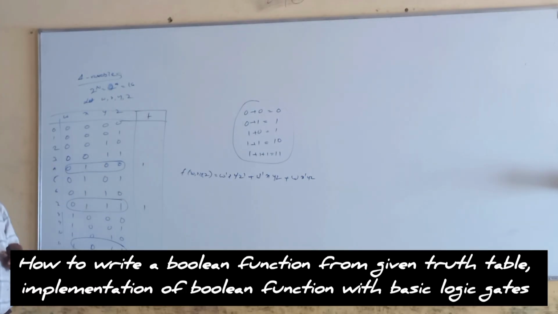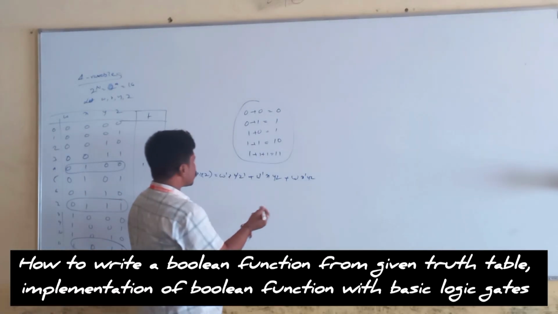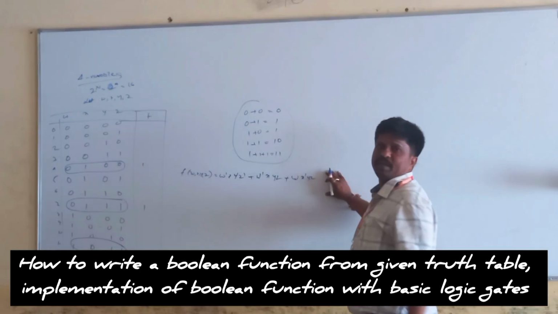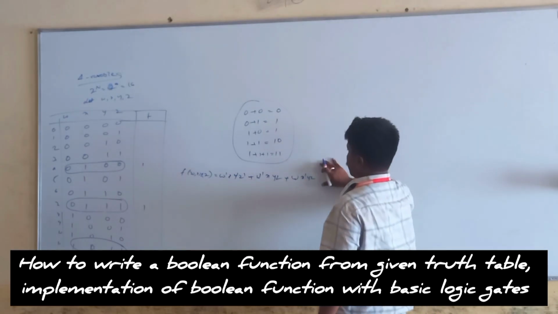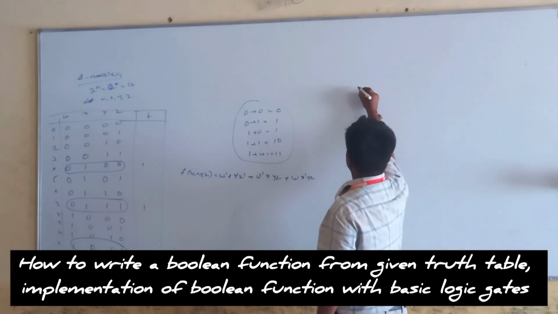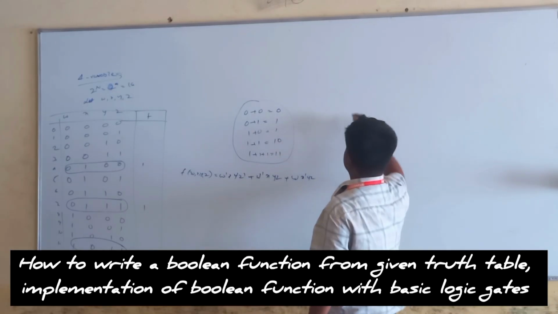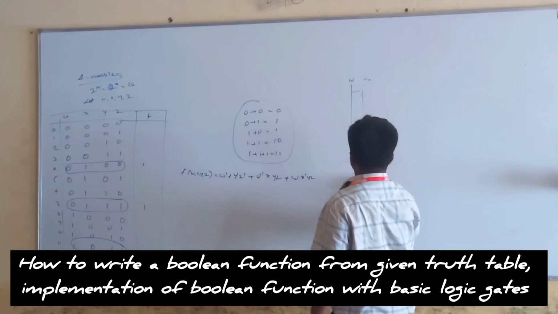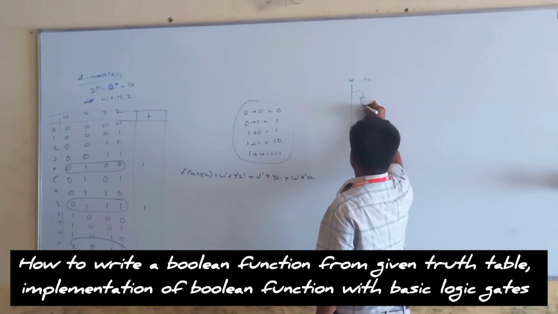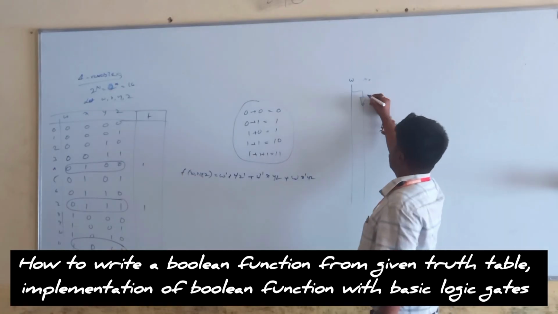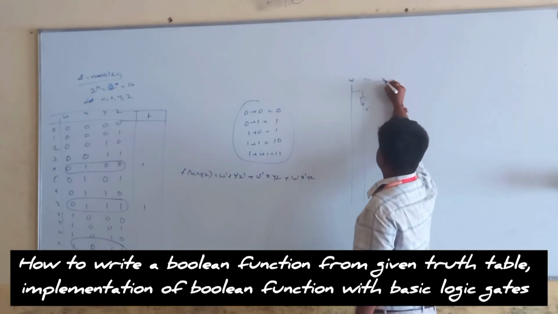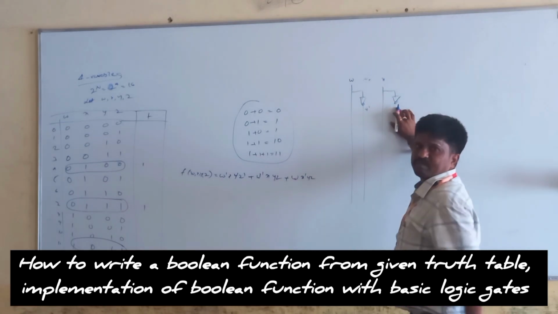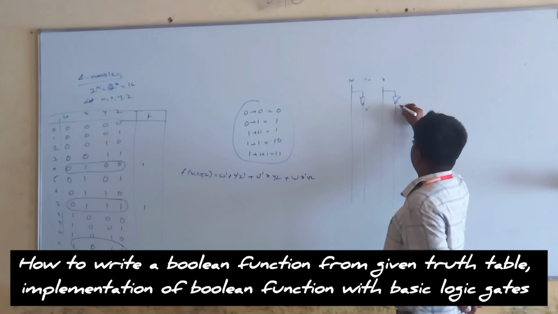Now, how to write this? Let me design it with basic logic gates with the help of this boolean function. The function has the variables w, x, y, z. W is there, and it also has its complement form w dash. Then x is there, and x dash is to be designed with a NOT gate, which becomes x dash.